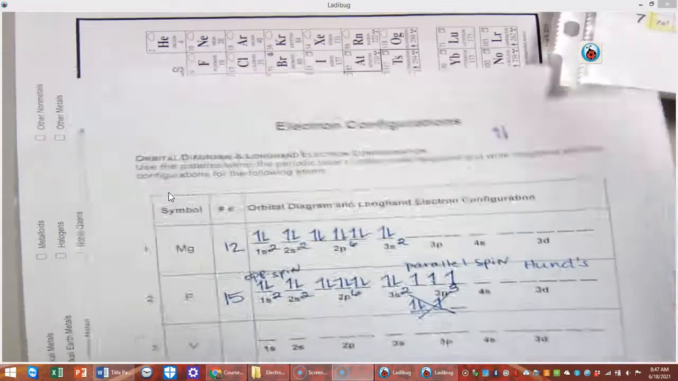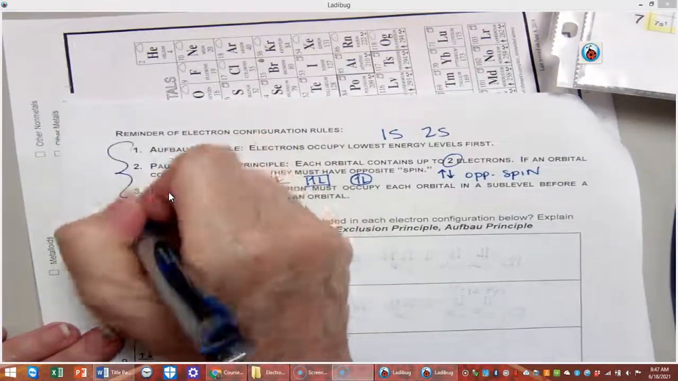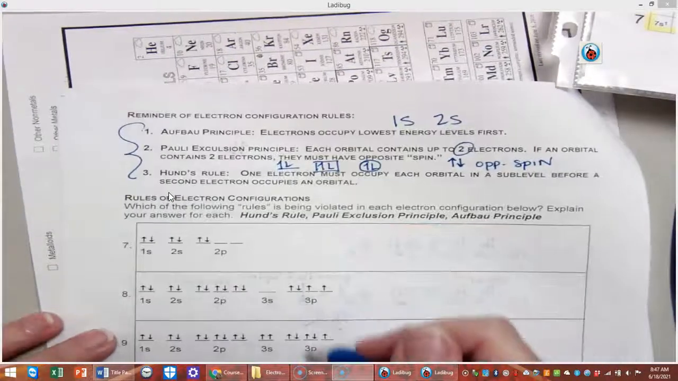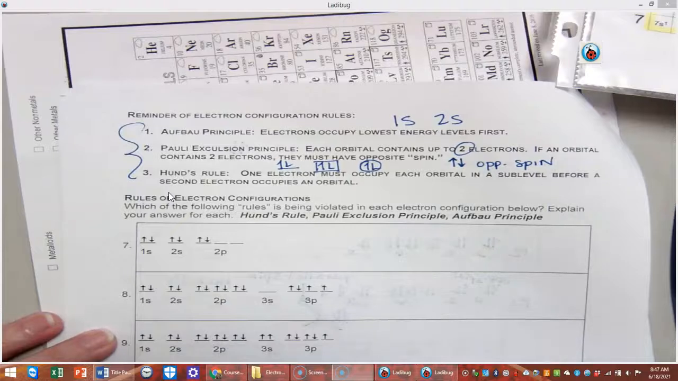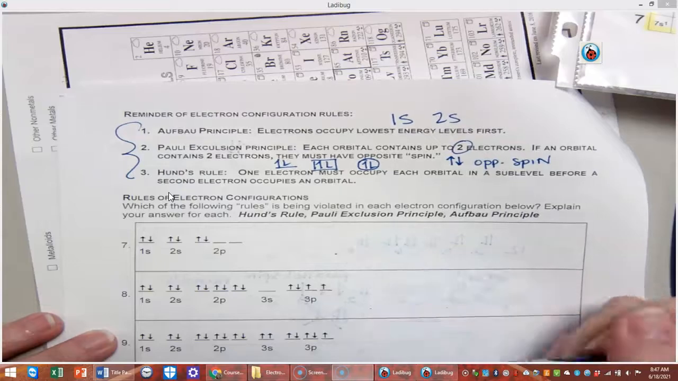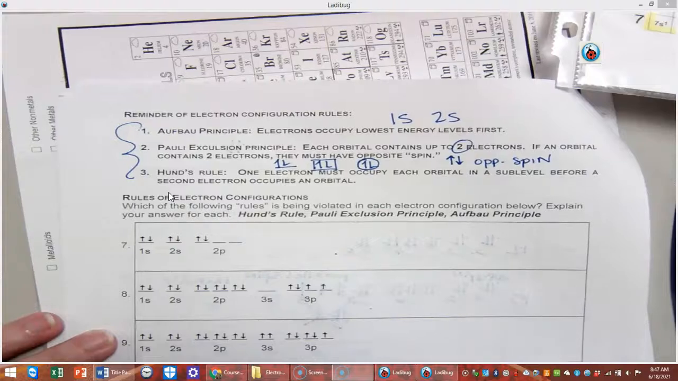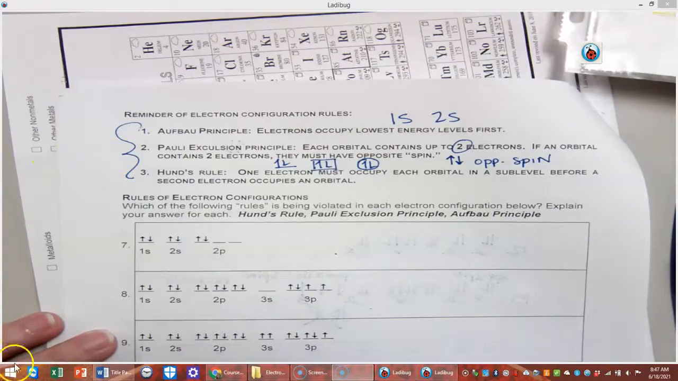On the page after that, that's where you've got these rules here, and you're going to look down here, and all you have to do is tell me which rule is being violated. Is it Aufbau, Pauli, or Hund's? And why is that? Something is wrong with each one of these. So look at them carefully, figure it out. Let me know if you have any questions.